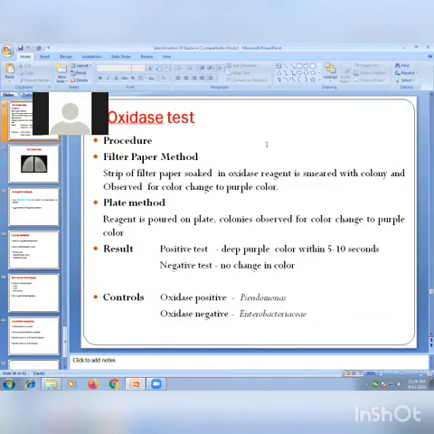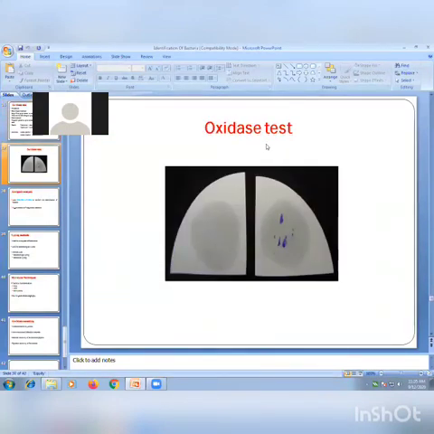Here again, procedure: there are two types of procedures. The filter paper method: impregnate the filter paper in freshly prepared oxidase reagent, pick up the colony and mark. Purple color indicates a positive test. Or directly pour a drop of freshly prepared oxidase reagent onto the colony; a color change occurs, and purple color indicates a positive test. Result: deep purple color within 5 to 10 seconds indicates a positive test. Oxidase positive, Pseudomonas; oxidase negative, Enterobacteriaceae. Here this purple color develops immediately within 5 seconds, indicating a positive test.